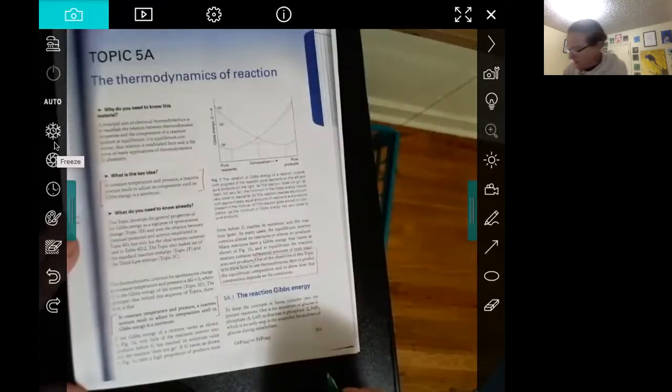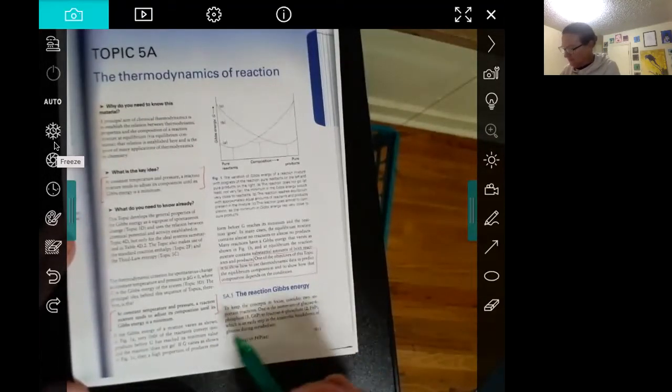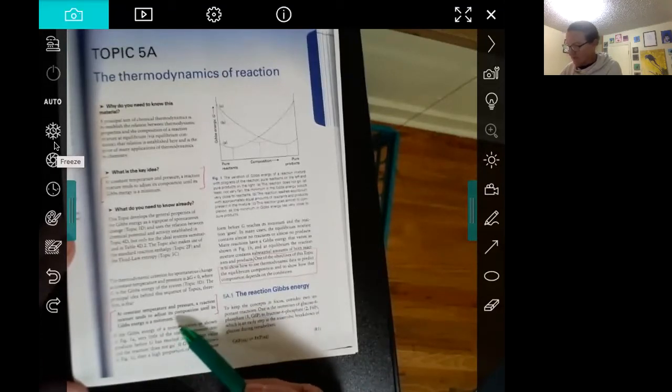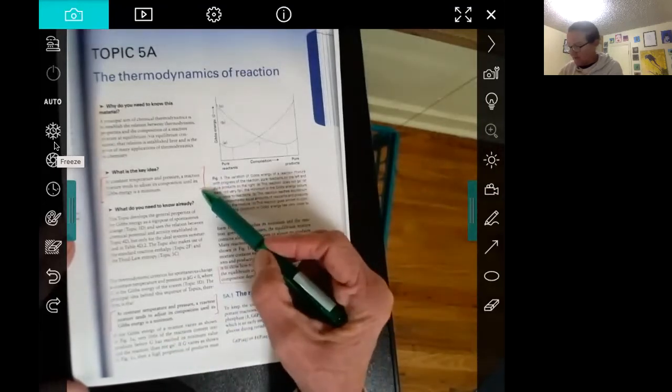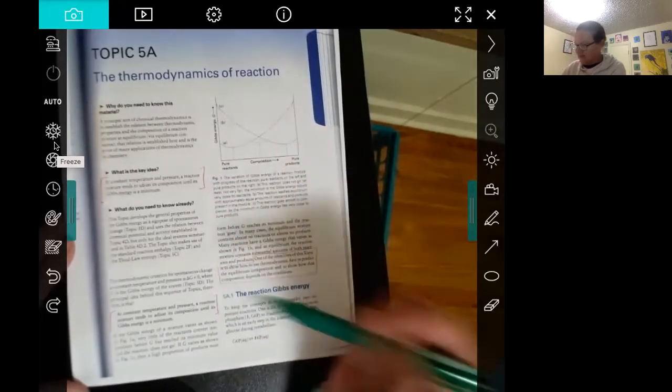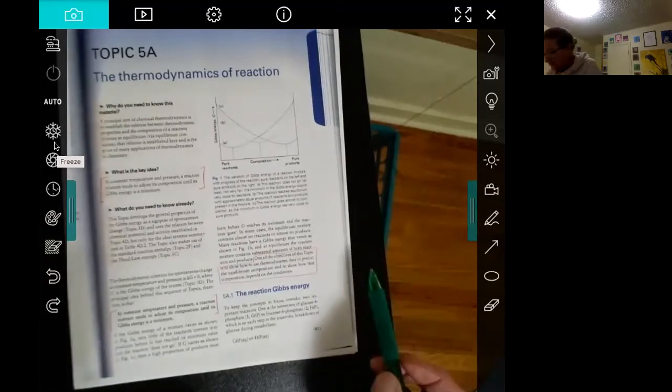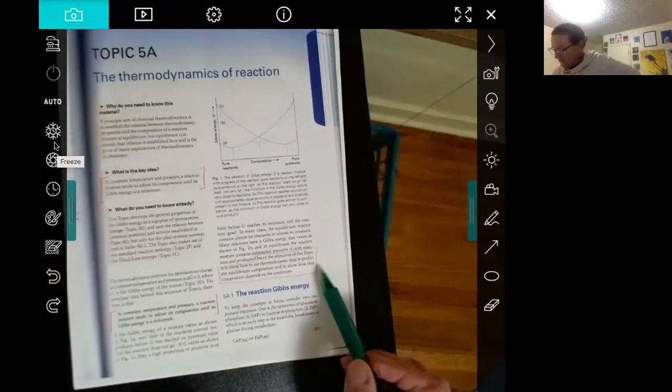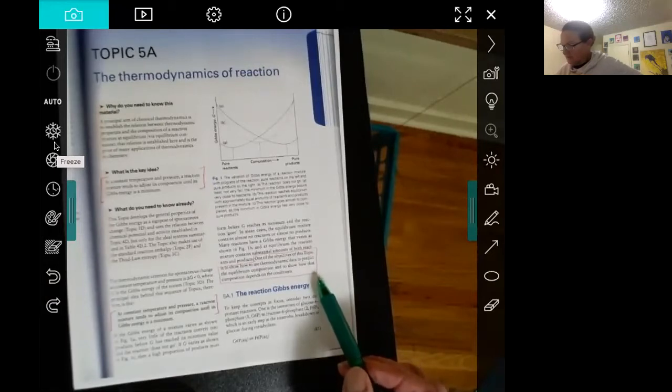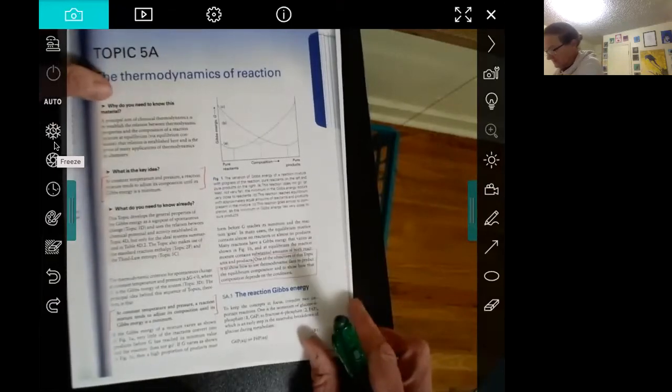So at constant temperature and pressure, get it at home, pretty much have to follow along in your book. At constant temperature and pressure, a reaction mixture tends to adjust its composition until its Gibbs energy is a minimum. Exactly what the key idea is, we'll just start right out with that. So one of the objectives of this topic is to show how to use thermodynamic data to predict the equilibrium composition and to show that composition depends on the conditions.